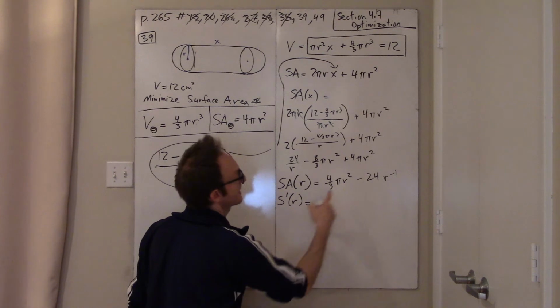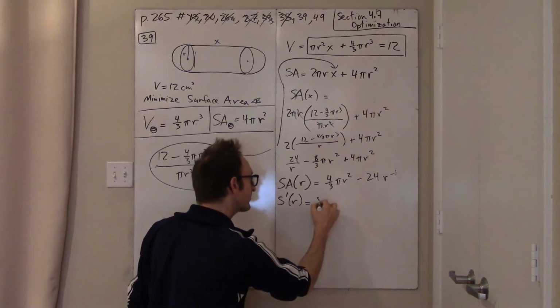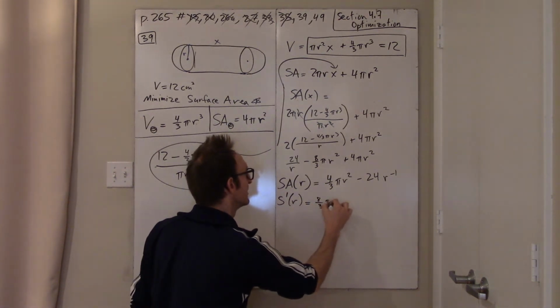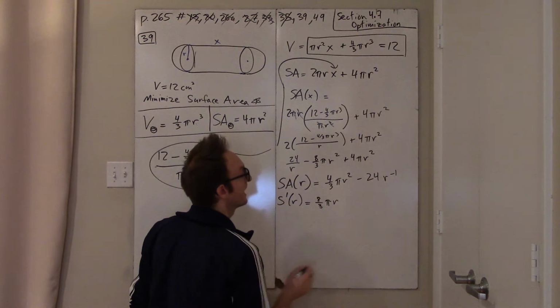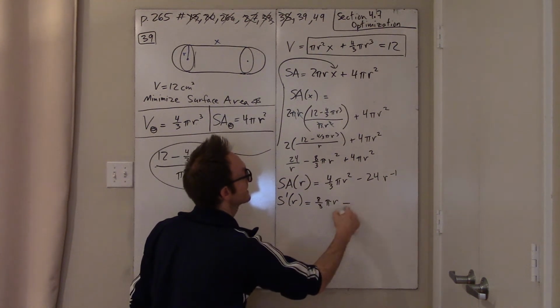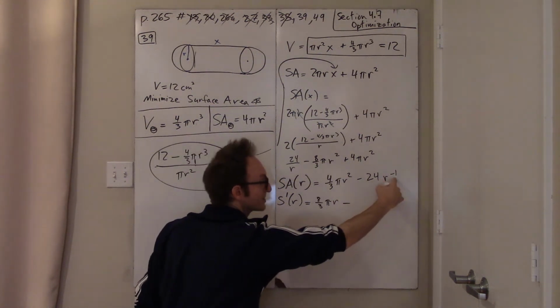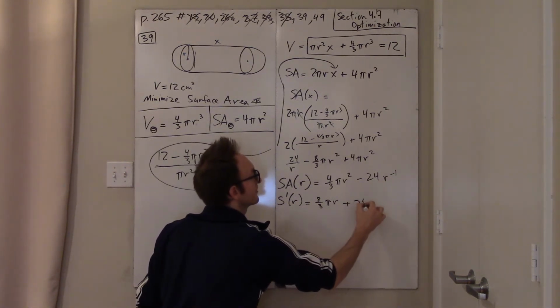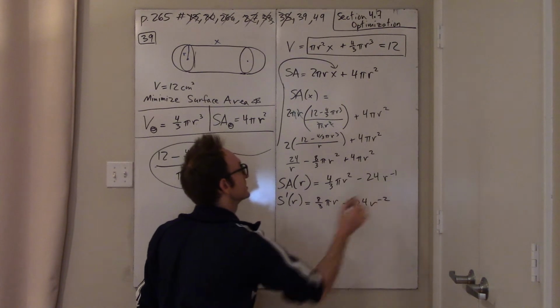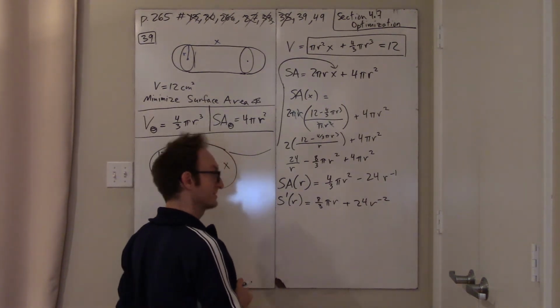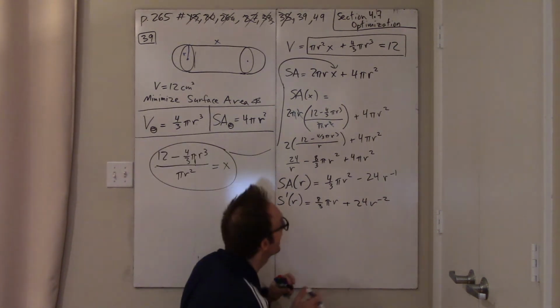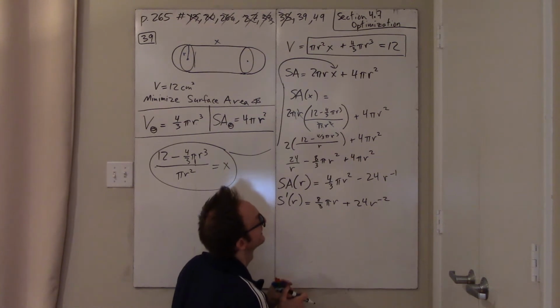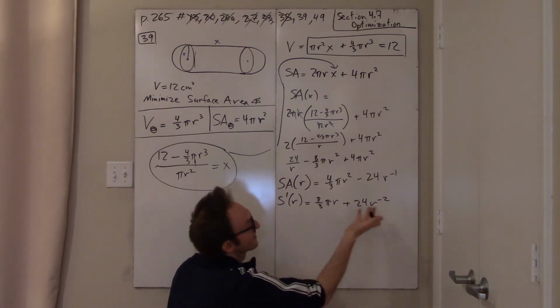It's going to be, okay, now I differentiate. I get 8/3 pi r minus, what's the derivative of 24r to the negative 1? It's going to be negative 1, so plus 24r to the negative 2. Well, that was fast. And now I need to figure out what's going on here.